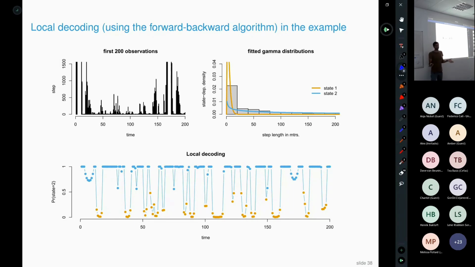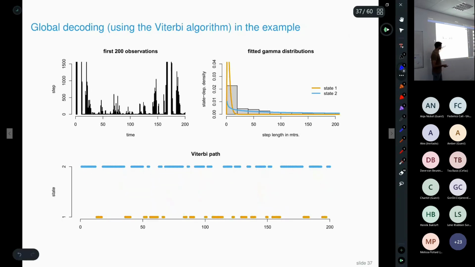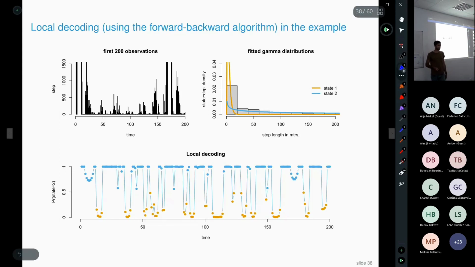Of course, there's uncertainty, right? If there's a 12-meter step length, you can't know what the behavior was in that hour. It's not possible. It could be either of the two. It could be a large GPS measurement error, or it could be the animal is traveling, but at the end of the hour, it just traveled 12 meters. Okay, so there's state uncertainty then. And that's the difference. Here you have the probability of the states. Here you just have which states are most likely. That's the key difference between the two.